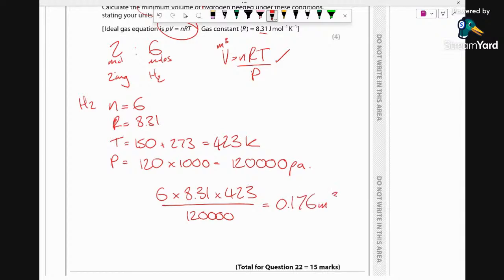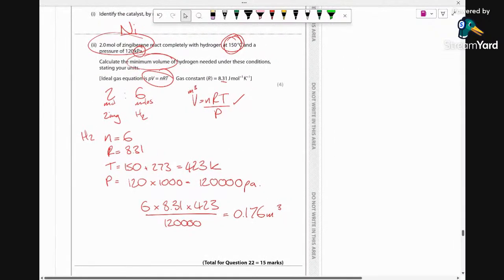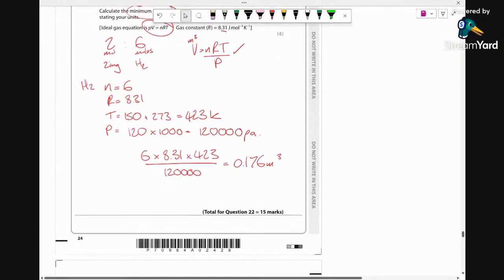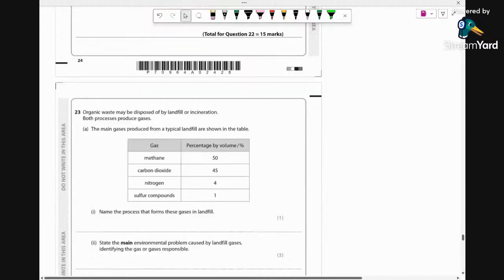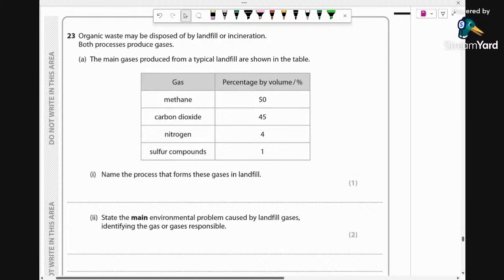0.176 meters cubed. I wonder how big that is. That's 176 liters? Wow, that's a big volume. Ouch. I'm going to check my calculator. It's a lot of gas, that. 6 times 8.31 times 423, divided by 120,000 gives me the same number. Okay, cool. That's all I can do, is check for these. This is a hard thing to catch, those kind of mistakes, if you make them.